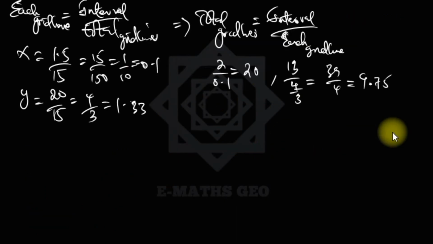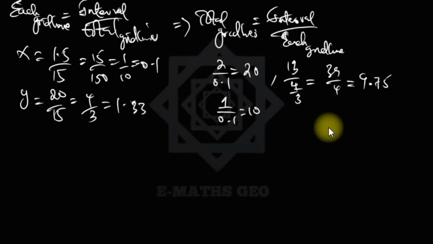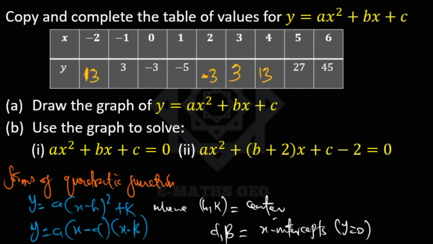So let's do the same. For x, the minus is just the direction. 1 over 0.1 is 10, so 10 grid lines. So x will be 5, 10. So -1 is here. For y, it is 3, so 3 over 4 over 3.